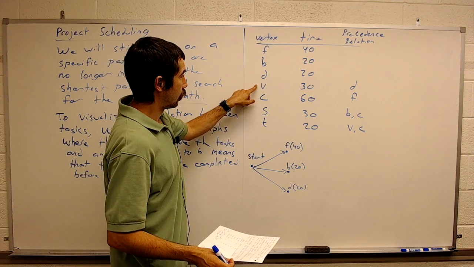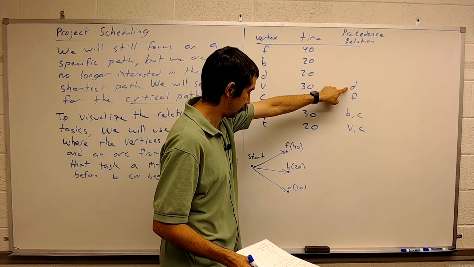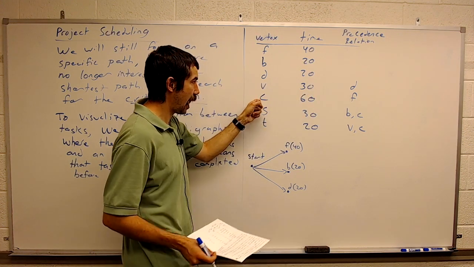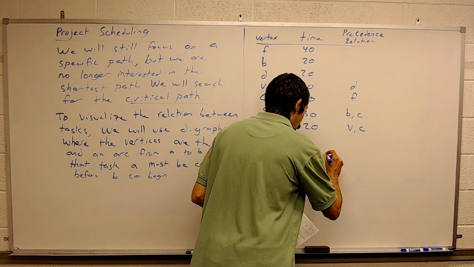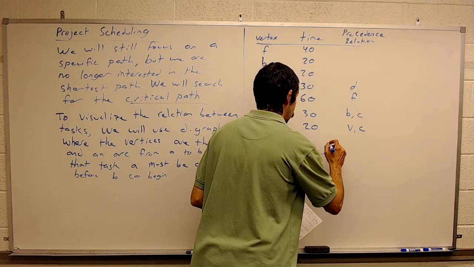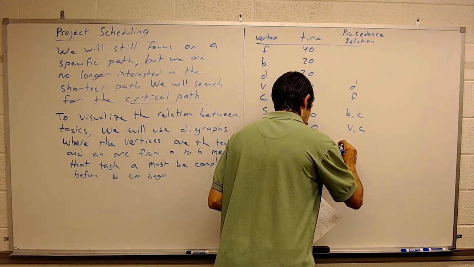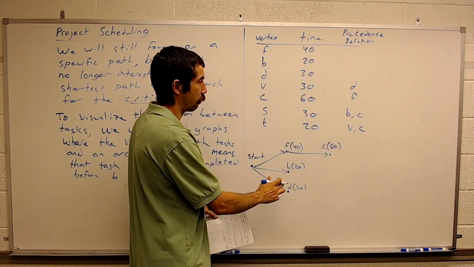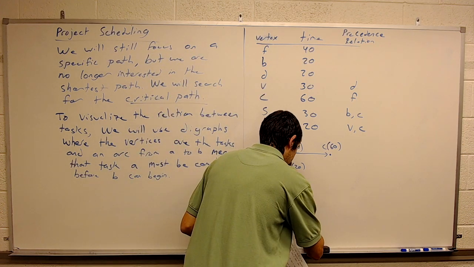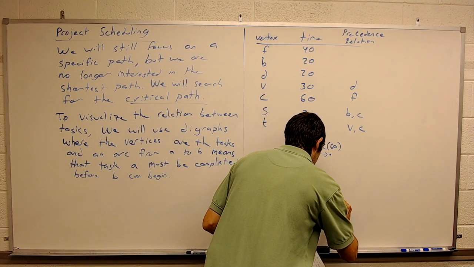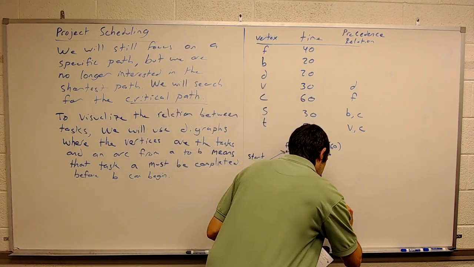Okay. V happens once D is completed. C happens once F is completed. So we're going to have an arc from F to C, which was 60. And we'll have an arc from D to V. V is 30.